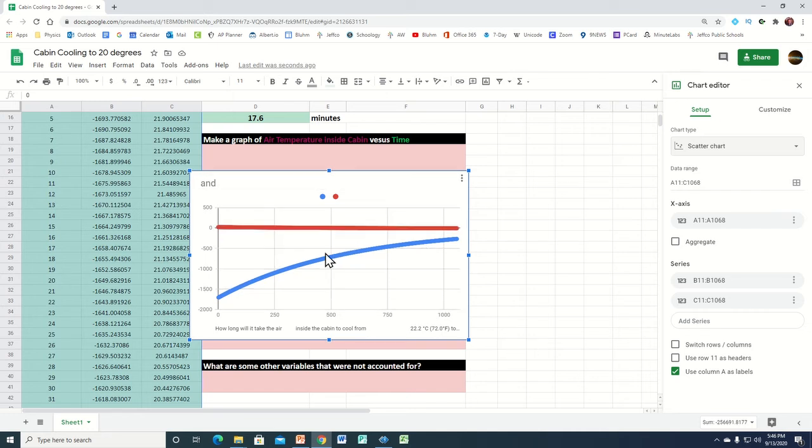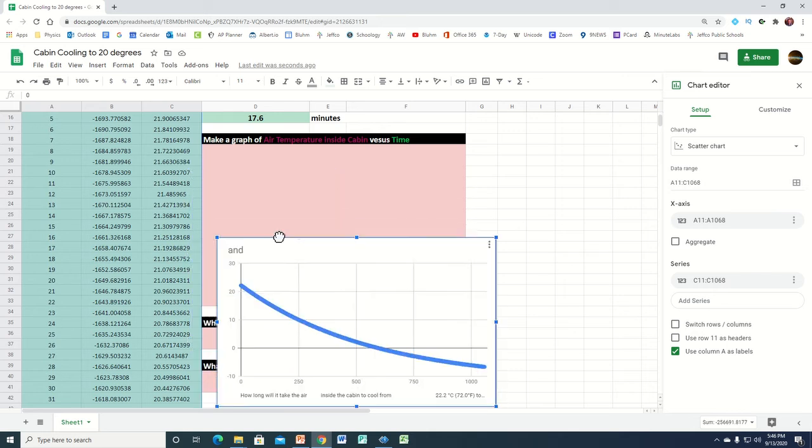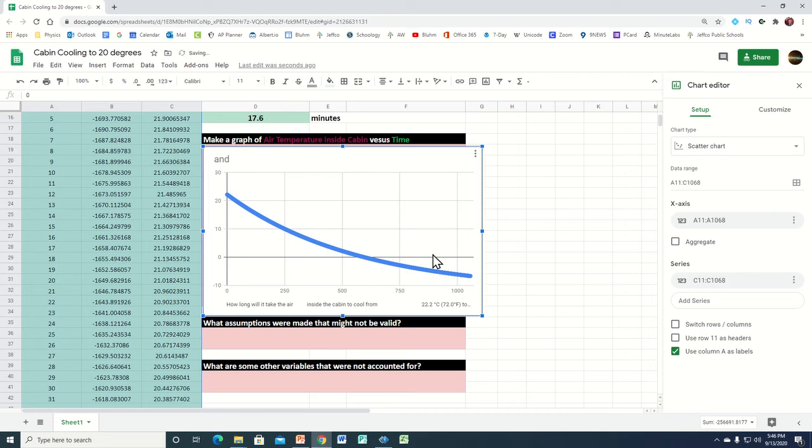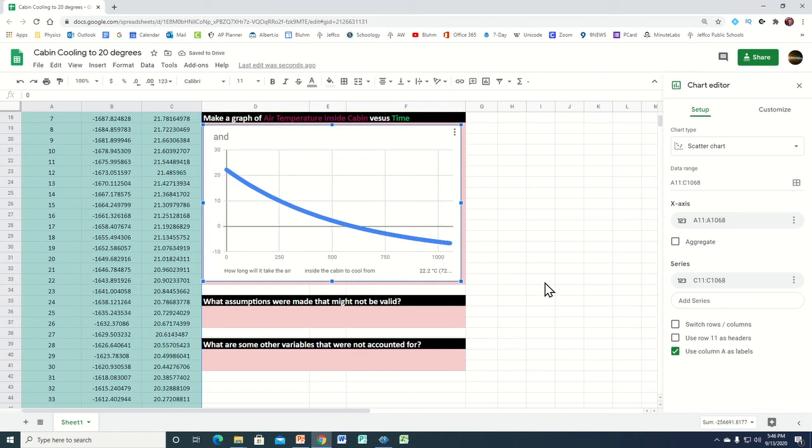Now we have too many things here. It's this column B that we don't want here, and here is column B. So I'm just going to go ahead and remove that one, and there, that looks a lot better. So over the course of a little more than 1,000 seconds, it cooled from 22.2 degrees Celsius all the way down here to about minus 6.67 degrees Celsius. And I'm just going to put that in this little space here and clean it up a little bit. There we go. Background won't turn green on you this time.